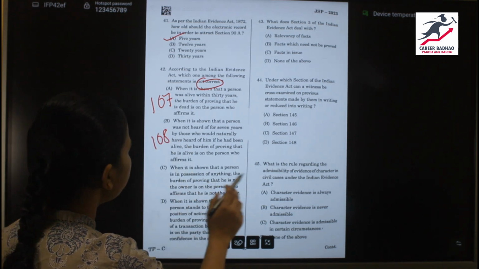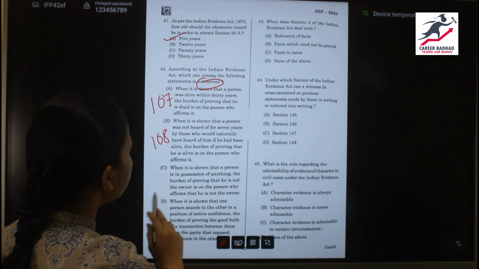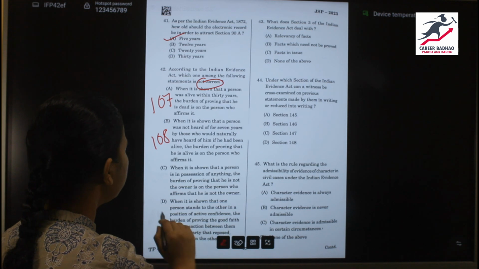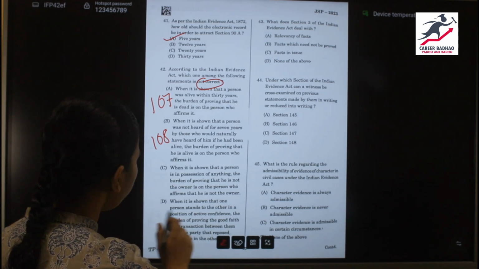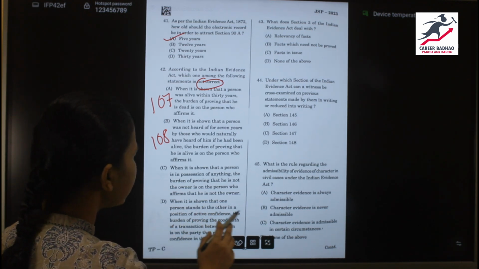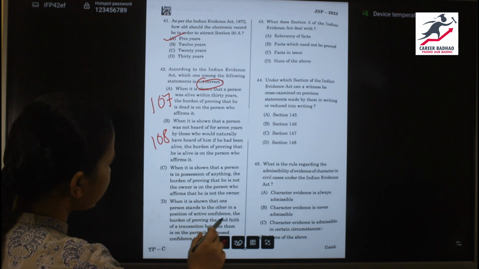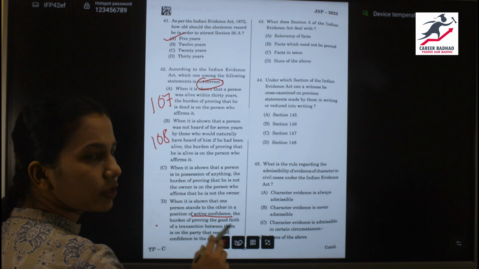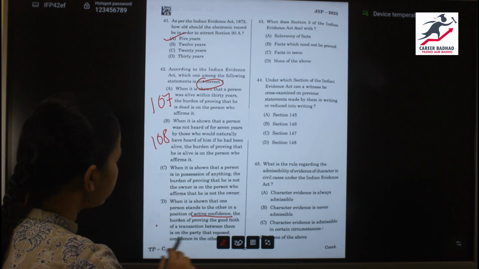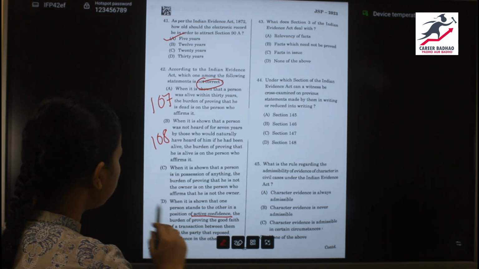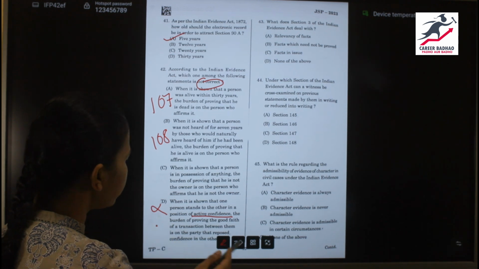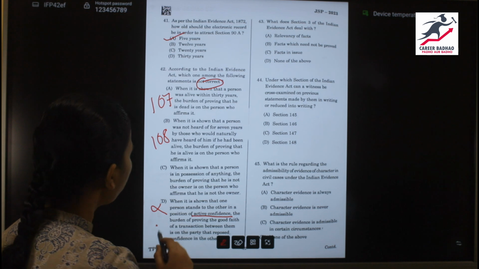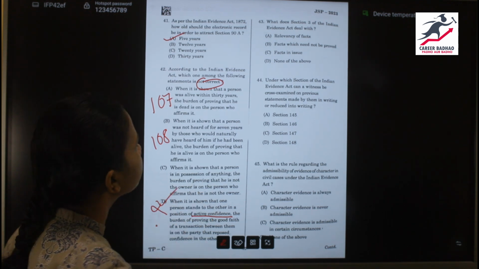When it is shown that a person is in possession of anything, the burden of proving that he is not the owner is on the person who affirms it. Yes. Then option number D. When it is shown that one person stands to the other in a position of active confidence, the burden of proving the good faith of a transaction between them is on the party that reposed confidence in the other. This is a wrong option because it is on the person on whom the confidence is reposed. So here, since it is asked which is not correct, option number D is the correct answer.